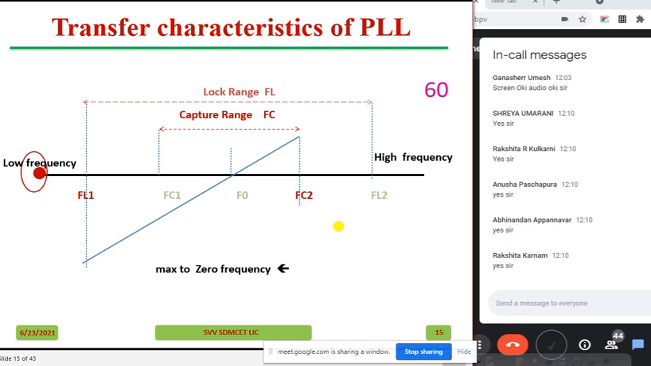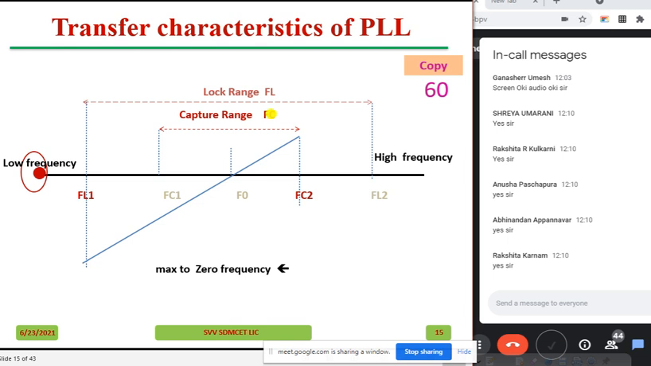Once it captures, it will maintain the lock up to FL1, FL2. To get output equal to input beginning, the input frequency should lie in between FC1 and FC2. एक बार FC1 FC2 के अंदर आ गया, then I can drag up to FL1 and FL2. In brief, try to understand this.